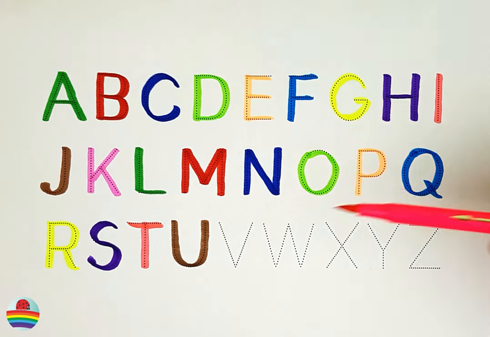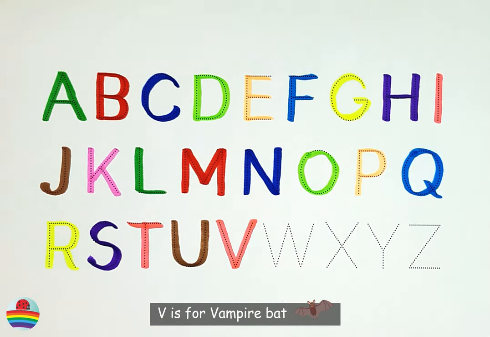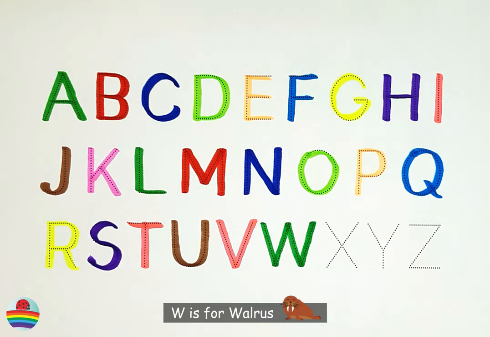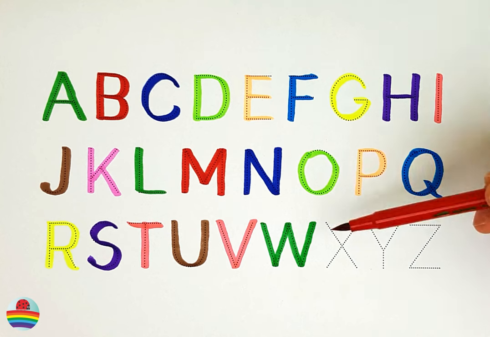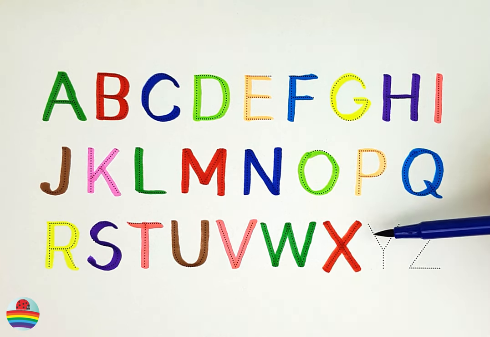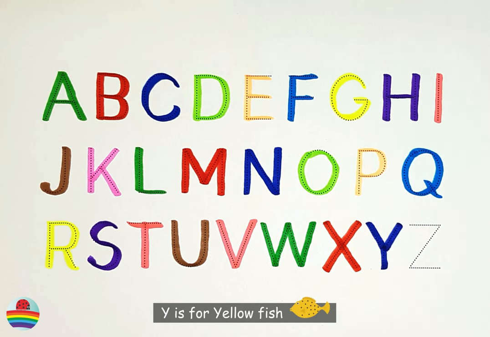V is for vampire bat. W is for walrus. X is for X-ray fish. Y is for yellow fish.